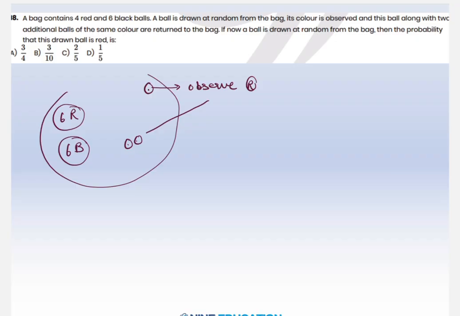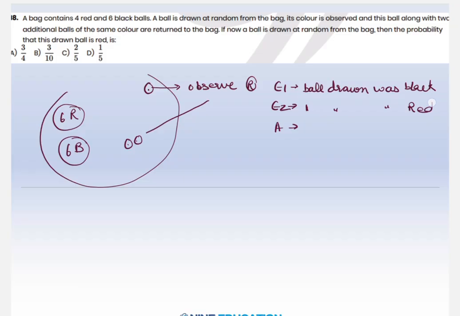If now a ball is drawn at random from the bag, then the probability that this ball is red, that you need to find, the drawn ball is red, that you need to find. So let us say E1, E2, A. Define the events. Let E1 be the event that ball drawn was black. E2 be the event ball drawn was red, and A be the event that ball was found to be red.